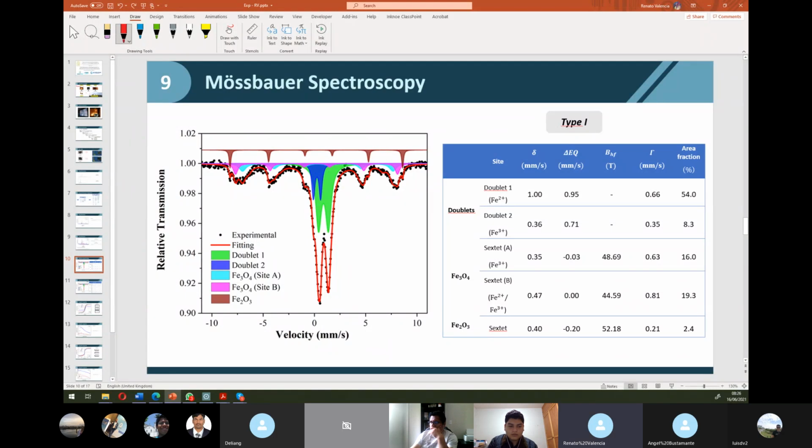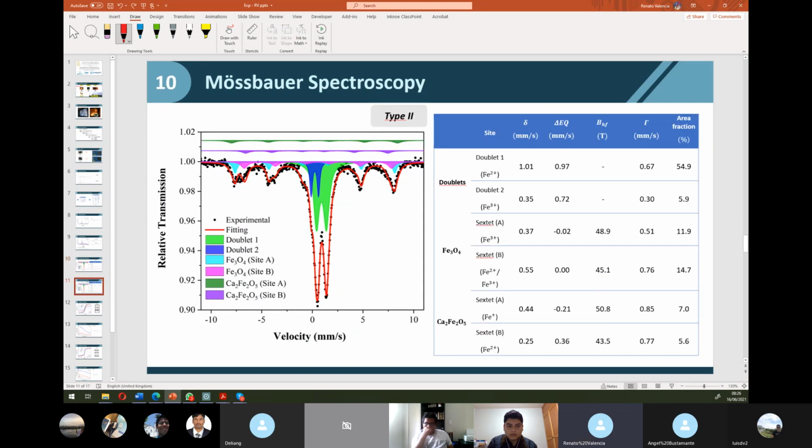These phases we do not see in the X-ray diffraction, and this sextet has 52.18 Tesla. And this is about sample type 1, the red powders.